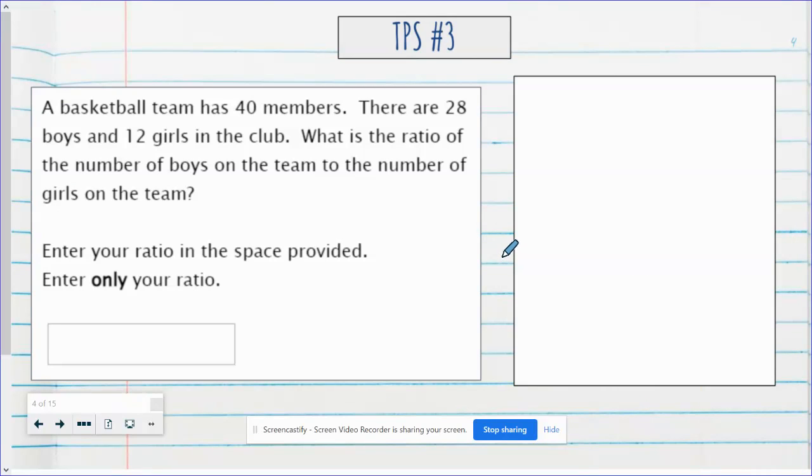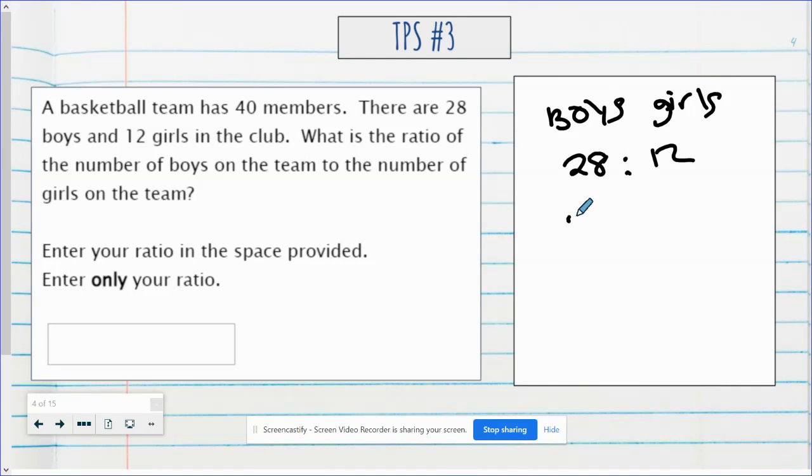A basketball team has 40 members. There are 28 boys and 12 girls in the club. What is the ratio of the number of boys on the team to the number of girls on the team? Okay, so there are 28 boys and 12 girls. We need to do boys first, which is 28. Girls second, which is 12.